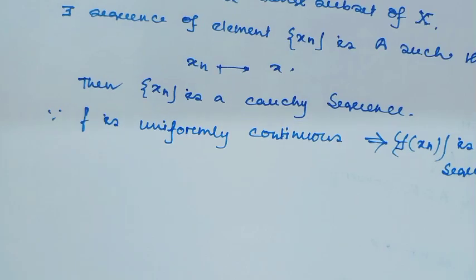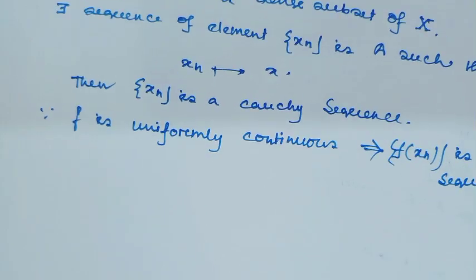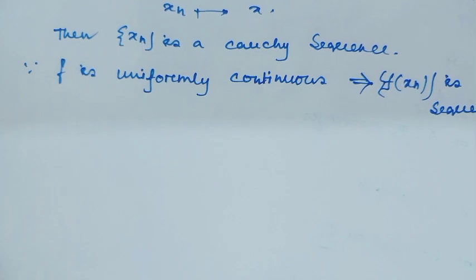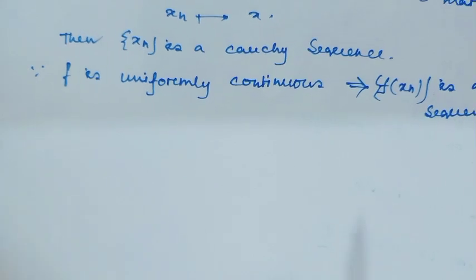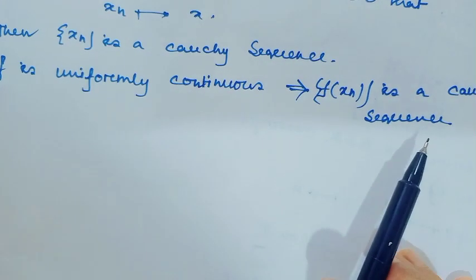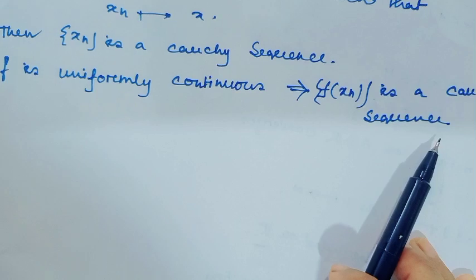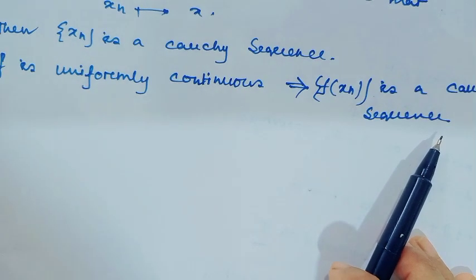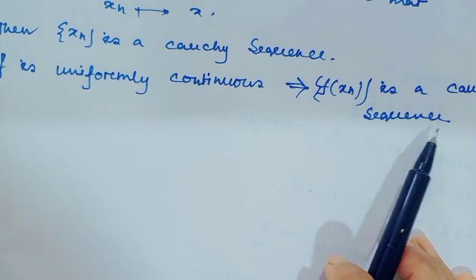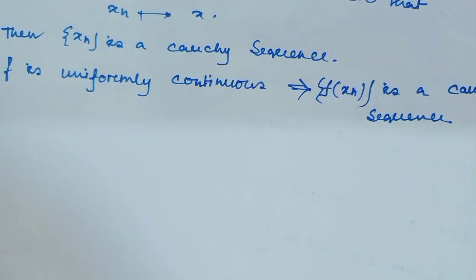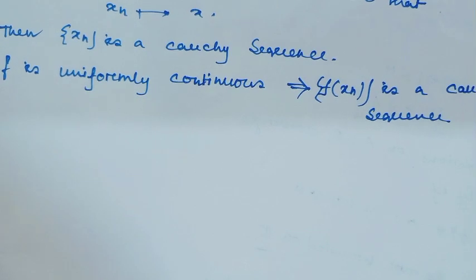Then, since f is a uniformly continuous function, if xn is a Cauchy sequence, then obviously, by uniform continuity, the sequence f(xn) is also a Cauchy sequence. Since f is a uniformly continuous function, we all know a Cauchy sequence always maps to a Cauchy sequence.